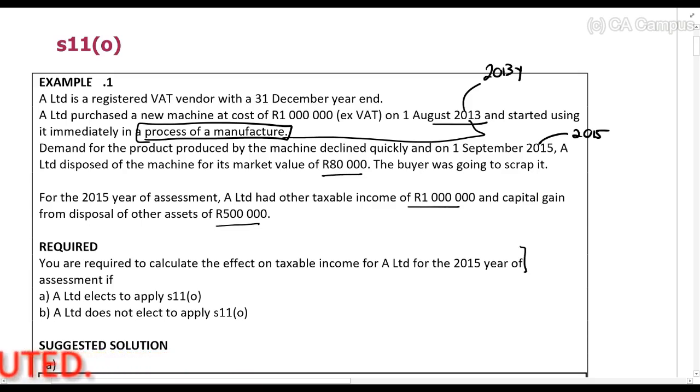I ask you to calculate the effect on taxable income for A Limited for 2015 if it elects to apply Section 11O and if it does not elect to apply Section 11O. Okay, so important for us to see how it works. So we'll start with the cost.